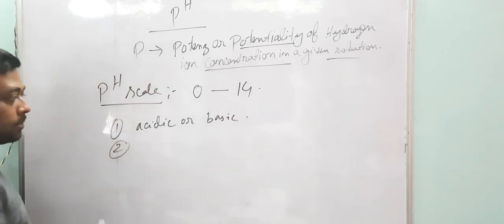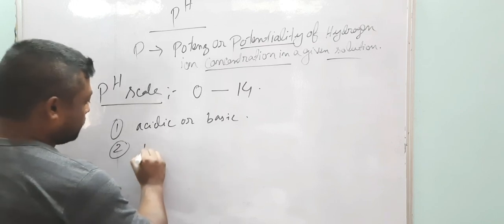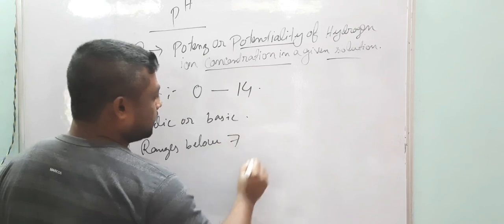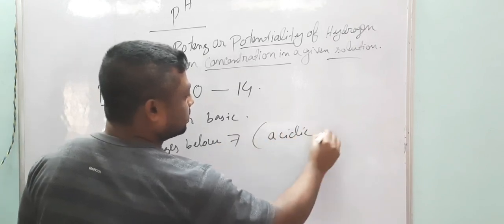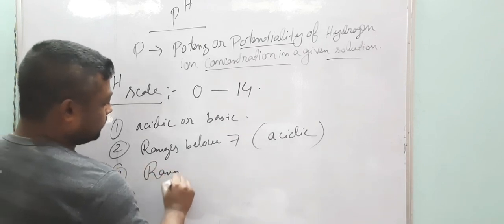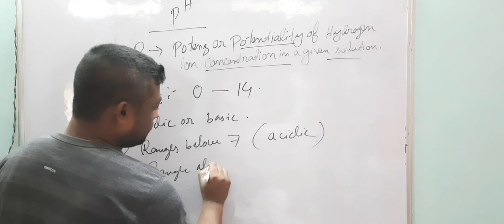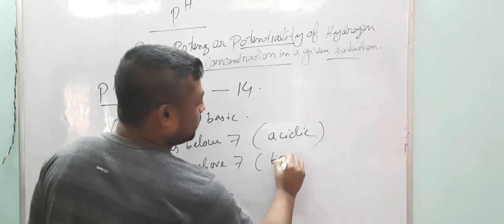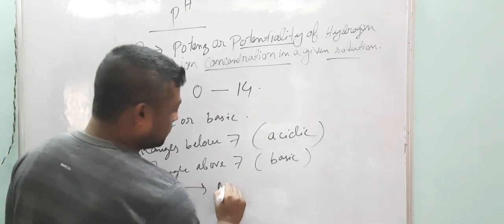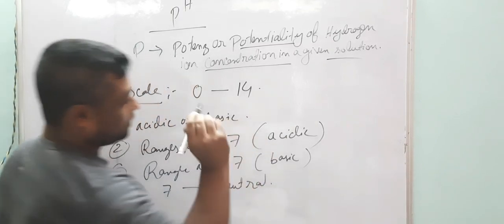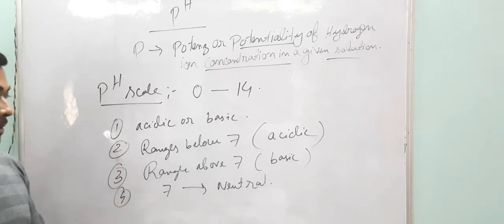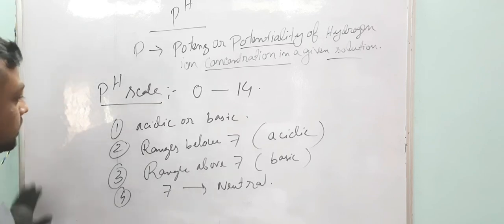Number two, if the value ranges below 7, then we confirm that the given solution is acidic, and if the value ranges above 7, then we confirm the given solution to be basic, whereas 7 is neutral. These are the basic things you need to remember in case of pH. Now we are going to further discuss the pH scale.